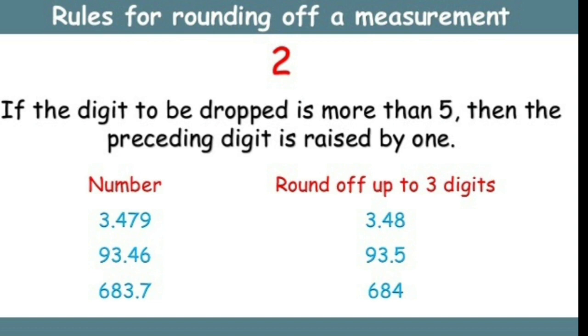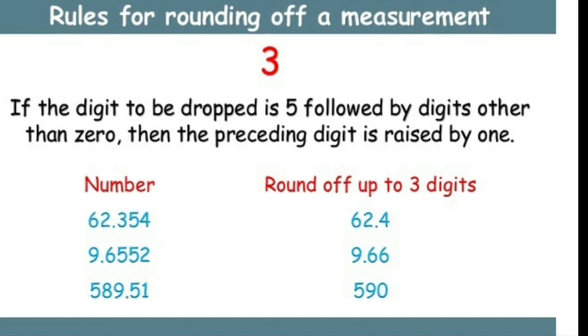Next example, 93.46. So the number to be dropped is 6. So the preceding digit is to be raised by 1. So 93.5. Then 683.7. The number to be dropped is 7. So the preceding digit is raised by 1. 684. Hope it is clear.